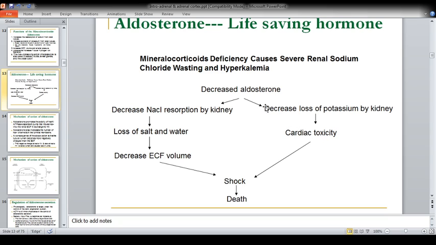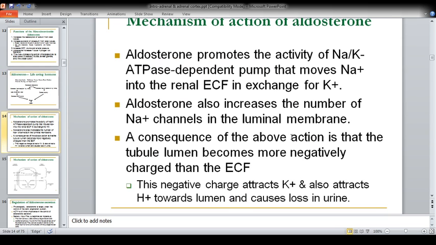Moreover, there would be decreased loss of potassium by the kidney and increased accumulation of potassium in the blood, which would cause cardiac toxicity. So both of these conditions, decreased extracellular fluid volume with decreased blood pressure, and cardiac toxicity, would result in shock, which can then lead to death. So it is very essential for the continuation of life, for the survival of a human being.